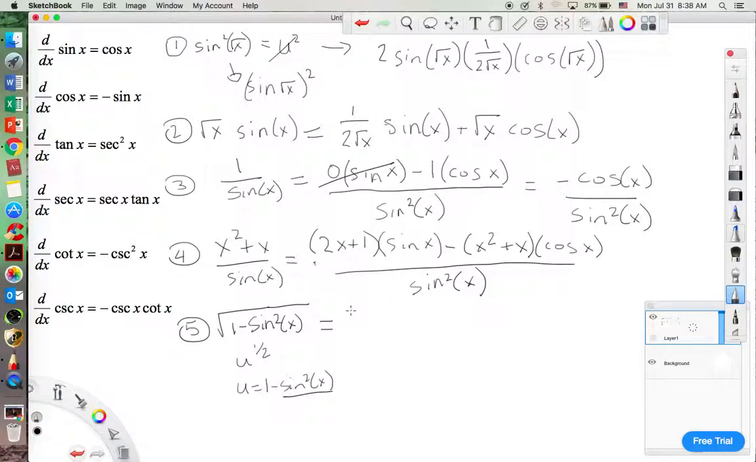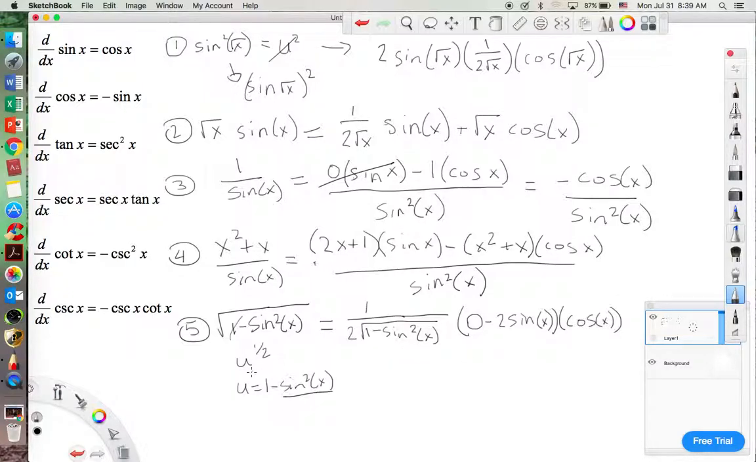So if we have all of this to the 1/2, we take 1 over 2 square root: we drop down that exponent and subtract 1 from that exponent. We move the square root to the bottom, put a 2 in front of it, 1 minus sine squared of x. And we need to multiply that by the first derivative of this inside function. Remember, the derivative of a constant is 0, so we have 0 minus, and we take the outside function here, 2 sine of x, and then multiply that again times the derivative of sine of x, which is cosine of x.